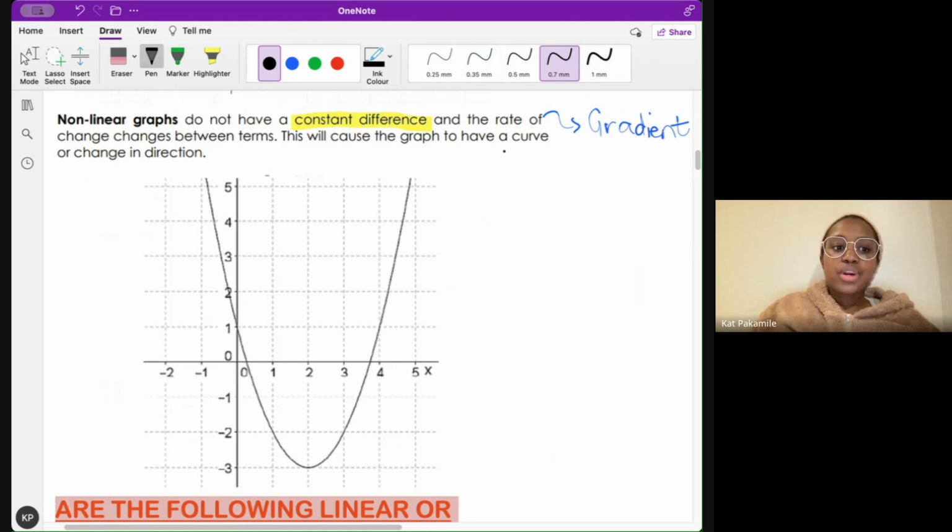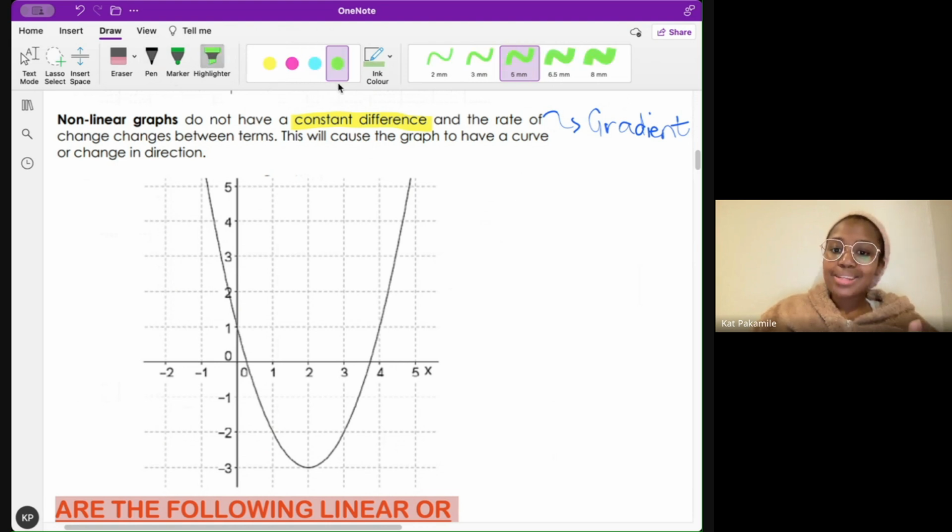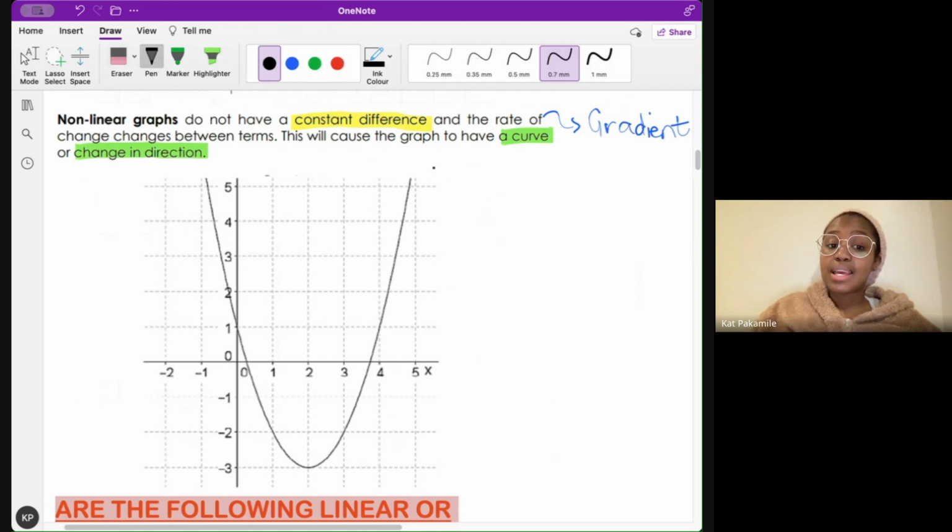So if the rate of change is different, that means you have a nonlinear graph. And the result of having a different gradient means your graph will either curve or change in direction. Keep that in mind. So it will either change direction or it will be a curve.